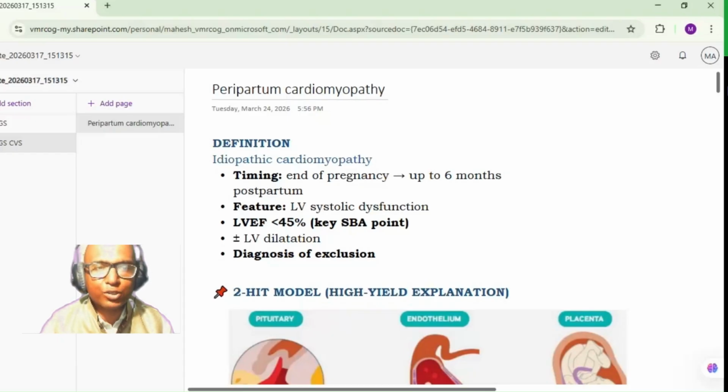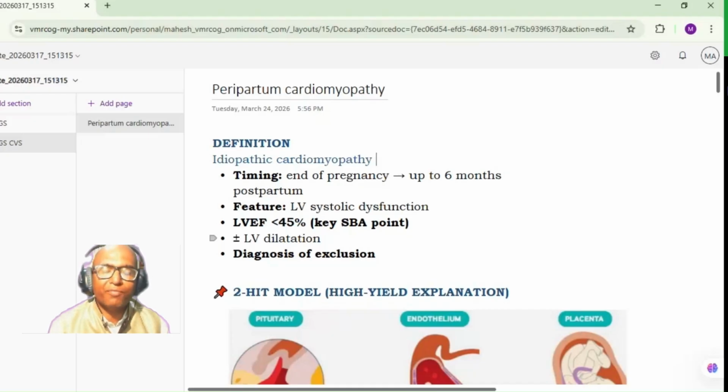Definition: it is an idiopathic cardiomyopathy. It is generally seen in the late second and third trimester of pregnancy, up to 6 months postpartum. The feature is a left ventricular systolic dysfunction. Left ventricular ejection fraction is characteristically less than 45%. Remember this: on 2D echo, you will get a left ventricular ejection fraction of less than 45%. There may be associated left ventricular dilatation, and the diagnosis is by exclusion.